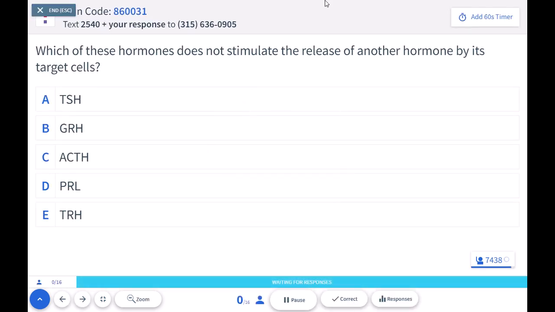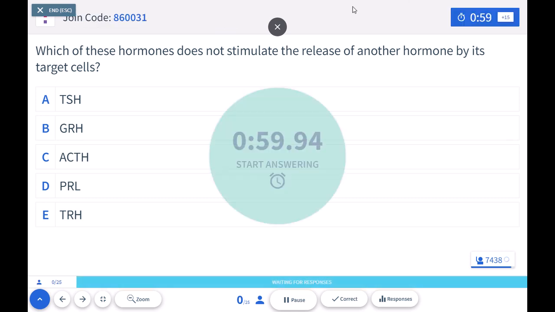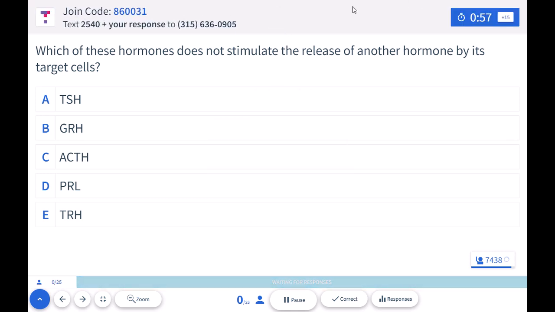So, let's pause for a moment. I've been monologuing long enough. Let's have a review question. Which of these hormones does not stimulate the release of another hormone by its target cells? I'm going to give you some more time.